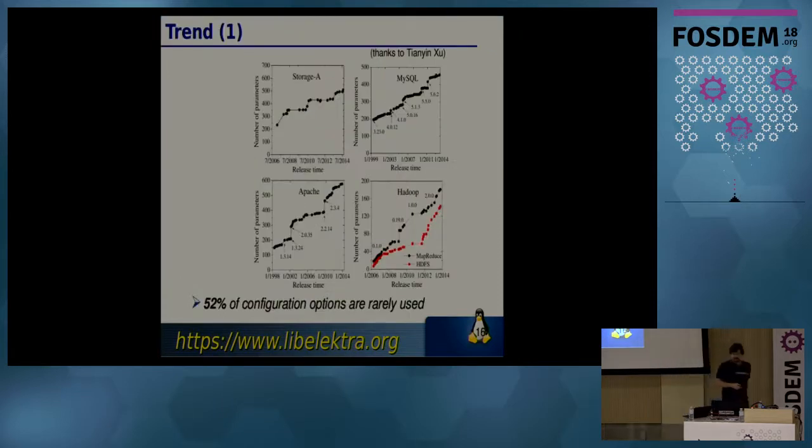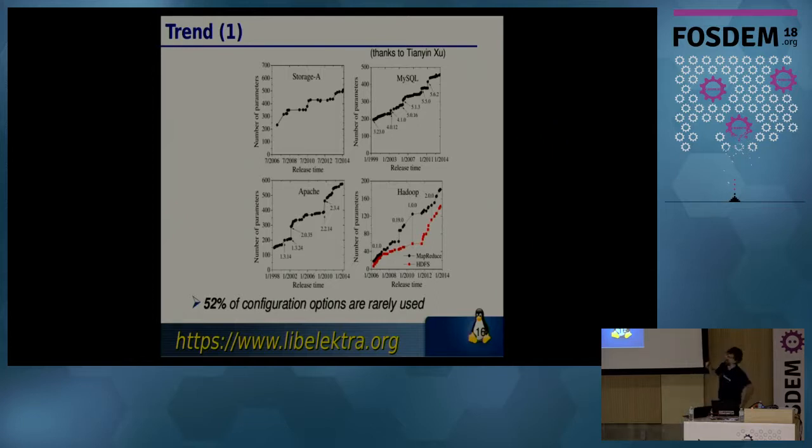Tianyin Xu is one of the other misconfiguration researchers. He also advocates simpler configuration design. And in the study, he found that there's a clear trend towards more and more configuration settings, and 52% of these configuration options are rarely used, if at all.